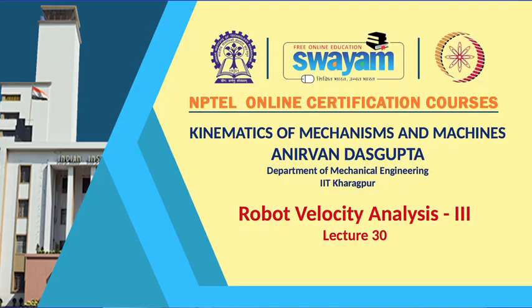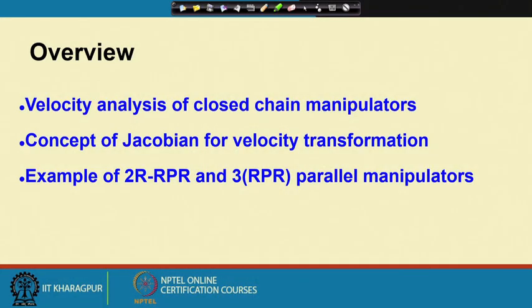We have been discussing the velocity analysis of robot manipulators. We have already discussed open chain robot manipulators. We have looked at the Jacobian, its interpretation and singularity of the Jacobian, and the consequences of singularity of the Jacobian. In this lecture, we are going to embark upon discussions on closed chain manipulators.